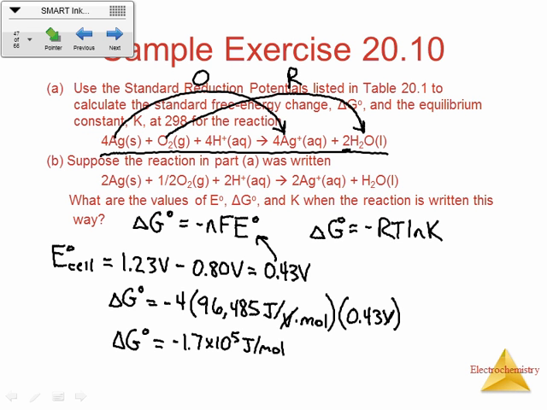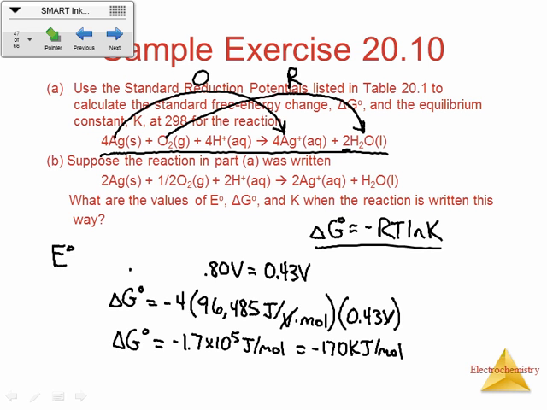Now that's a big number, and that's not usually how we report delta G. Usually it's in kilojoules, so that would be negative 170 kilojoules per mole. And that's probably a little bit more normal for our delta G. All right, so we found our delta G. Now the second part of what they're asking us here is the equilibrium constant. So now we're going to use this other equation over here. I'm going to erase this part, but I'm going to keep my delta G number because I need that.